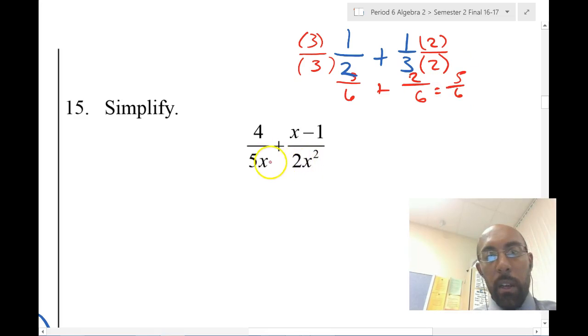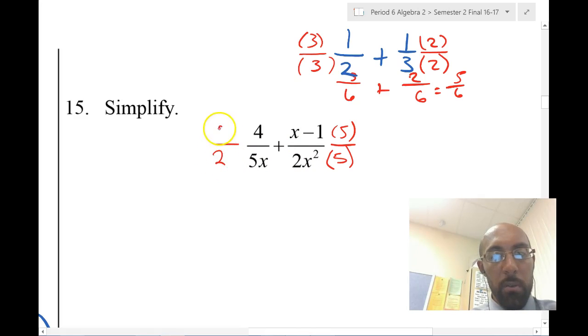So here, what would I have to multiply on the left and right in order to get them to be the same? Well, if I multiply this times 5, then they'll both be 10. And I'll also multiply this times 2 so that they're both 10. But then I want them to share the same variable. So this side needs one more x so that they're both x squared. Okay, so now I'm going to multiply that out.